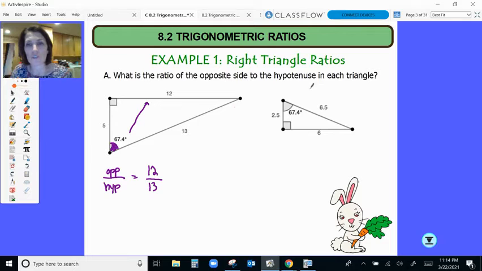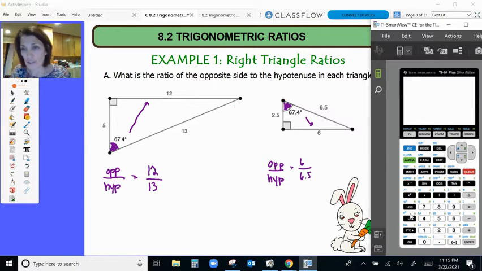Okay. Let's look over this one. Here's a smaller triangle, but it still has an angle of 67.4, right? So what's the ratio of this one, my opposite side again to my hypotenuse? That is going to be 6 as my opposite side over my hypotenuse, 6.5. Well, we're going to calculate those.